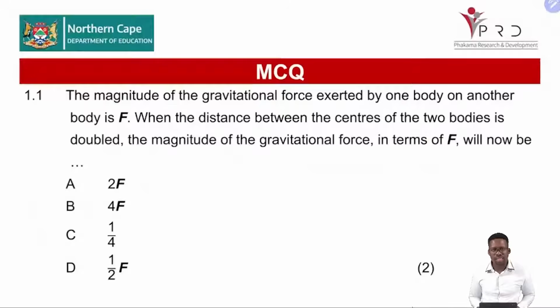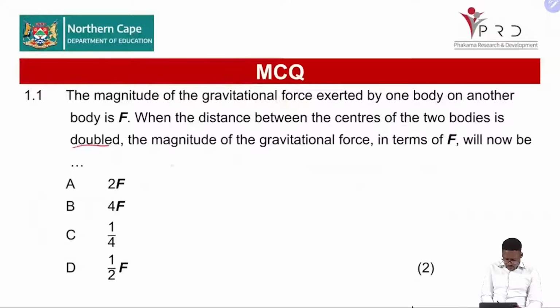I am interested in your feedback. We did say that when we deal with a multiple choice, we must read and understand the question carefully. The magnitude of the gravitational force by one body on another is F. When the distance between their centers is doubled, they're telling you the distance is doubled, the magnitude of the gravitational force in terms of F will be. So the first thing that we look at is which content is this question dealing with? It is dealing with universal gravitation.